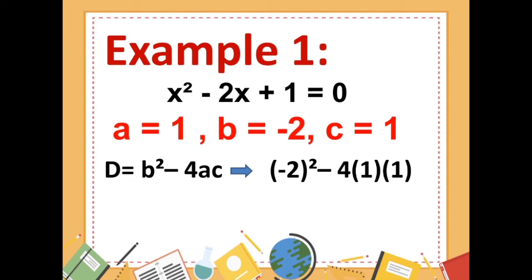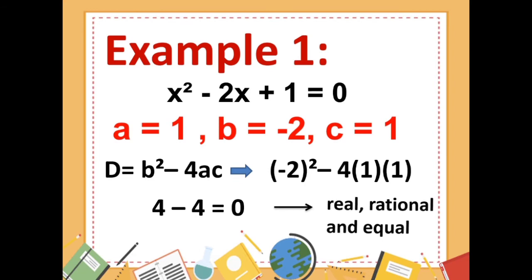Negative 2 squared is equal to 4. 4 times 1 times 1 is equal to 4. 4 minus 4 is equal to 0. Since the value of b squared minus 4ac is 0, we can say that the roots of the quadratic equation x squared minus 2x plus 1 is equal to 0 are real, rational, and equal.